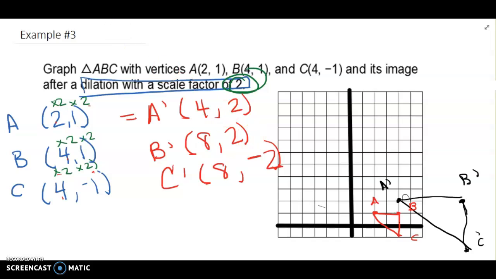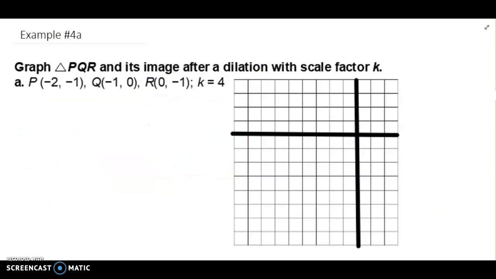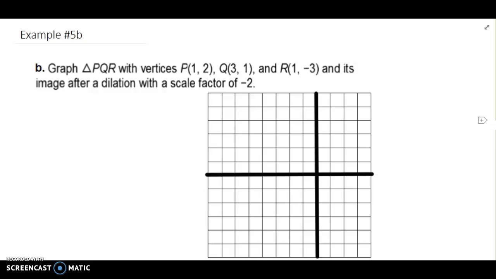And then I'm going to plot these points. All right, so when we plot it, it looks something like this. Hopefully yours looks a little better than mine. And notice if we go from the center of dilation, which is the origin, through our reflected point, we pass through A. If I go through my B prime, I pass through B, and if we go through my C prime, I pass through C. All right, so these are kind of the same. So I want you to do this one on your own, 4B on your own, 5A on your own, and 5B on your own, and then we will go over them.